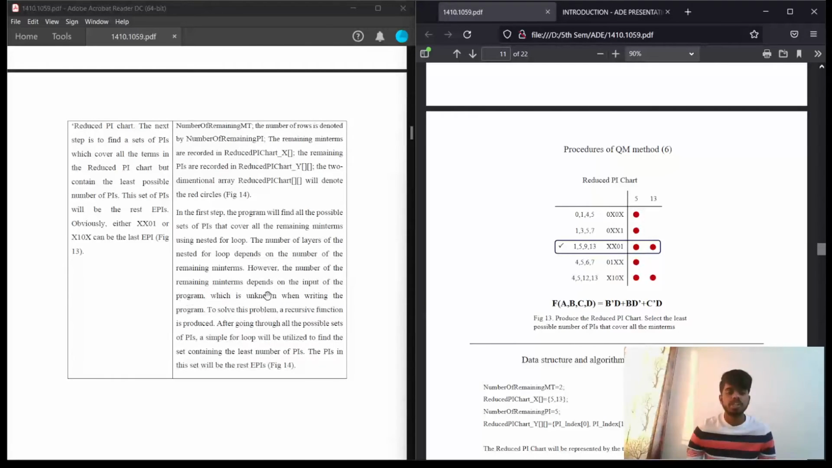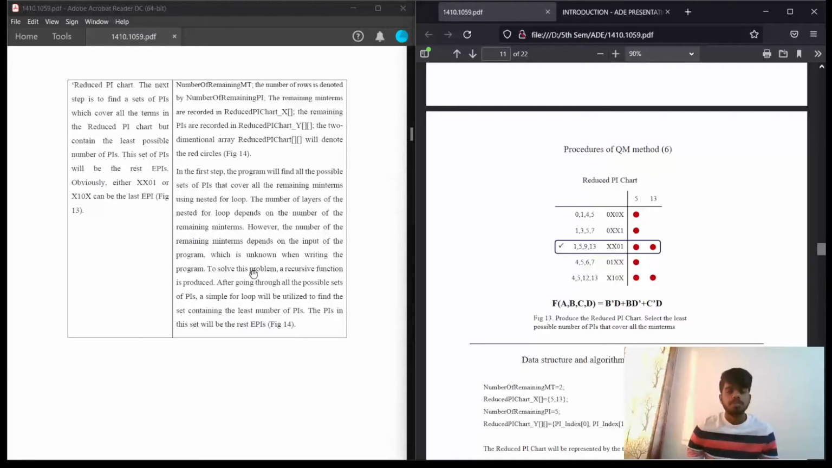However, the number of remaining min terms depends on the input of the program. So that means depending on whatever input we are given, we don't know it. Suppose we don't know the input of the program when we are writing it. Suppose I am writing the program for you, and I don't know what input you actually give. So that's the reason we don't know. So what do we do then, which is unknown while writing the program?